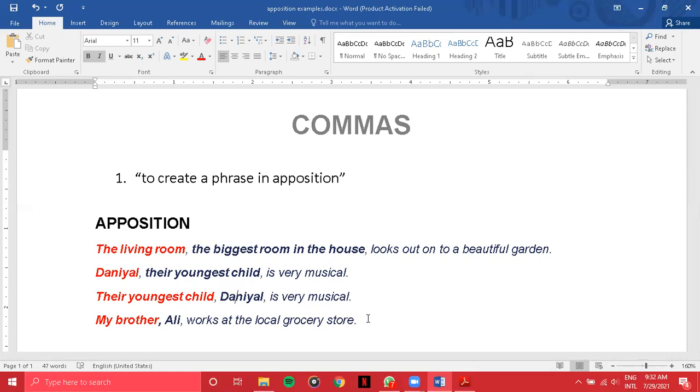Okay. So, do you understand the main concept of commas, how they're being used in apposition? Yes. Okay, great. Now just go through these example ones. For example, the living room, the biggest room in the house, looks out on a beautiful garden. So these are the two noun phrases, right? And this phrase is obviously referring to the first noun phrase. When they say the biggest room in the house, they mean the living room, right? They're adding extra information about the first noun phrase.